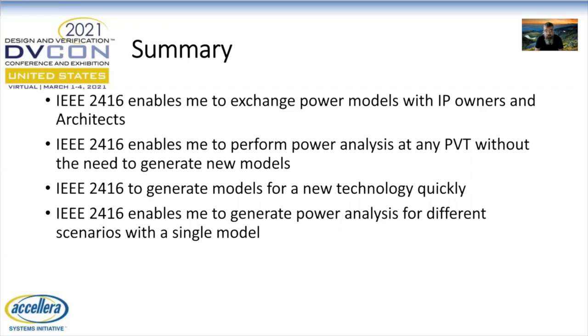As a user of these models, I can estimate power at any PVT without the need to regenerate the model itself. Most importantly, with the late binding of process model, I can quickly generate new estimates for process model updates, without the need to regenerate the model, or altogether map the 2416 model to a new technology. And most importantly, I'm using a single model, not only to estimate power at different PVTs, but also to estimate power at different usage scenarios. Thank you.